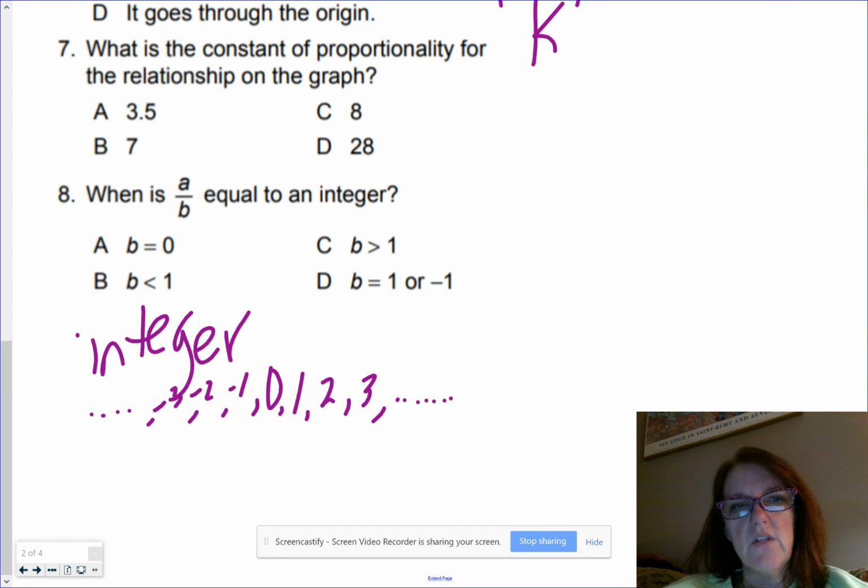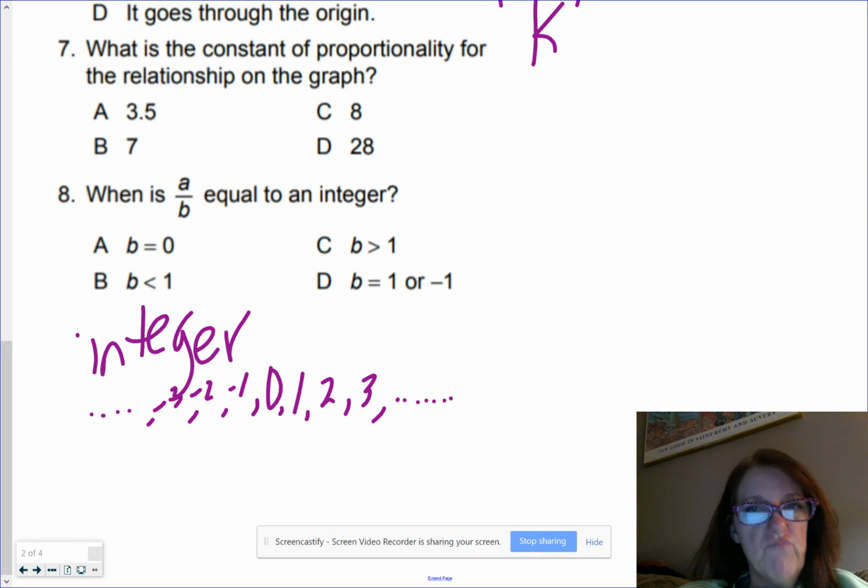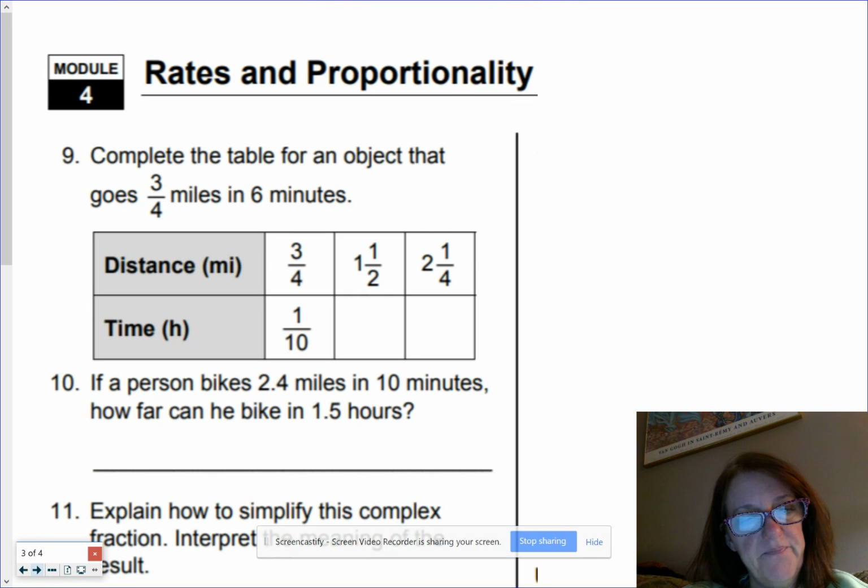Okay? So this is asking you, notice every single answer choice has to do with b, which is the denominator. So what would b have to be equal to force a divided by that value to be an integer? See if you can figure it out. That's kind of a good thinking challenge question.